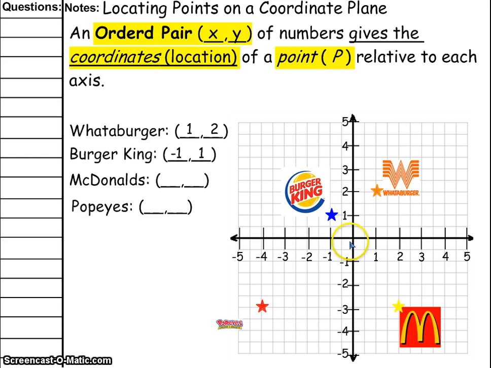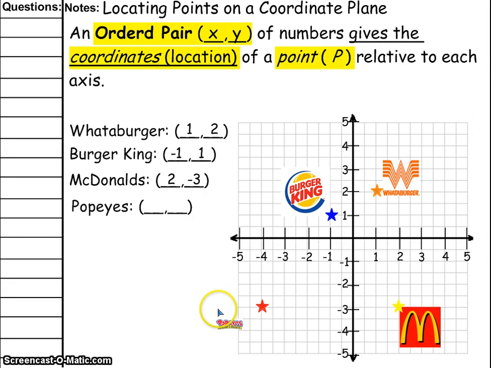Now we're going to locate McDonald's. Again, start at 0, and I'm going to go along the x-axis until I get to the x-coordinate for where McDonald's is located, which is 2. So that's going to go first. And then I'm going to go along my y-axis, and I'm going to go down until I reach the y-coordinate where McDonald's is located, which is -3. So that's going to go second. And our ordered pair for McDonald's is 2, -3.